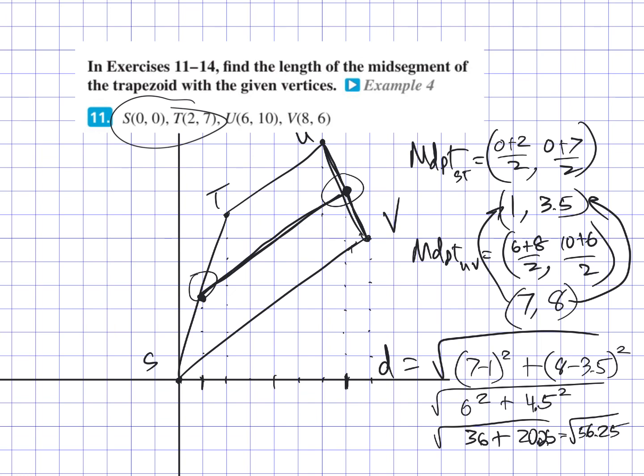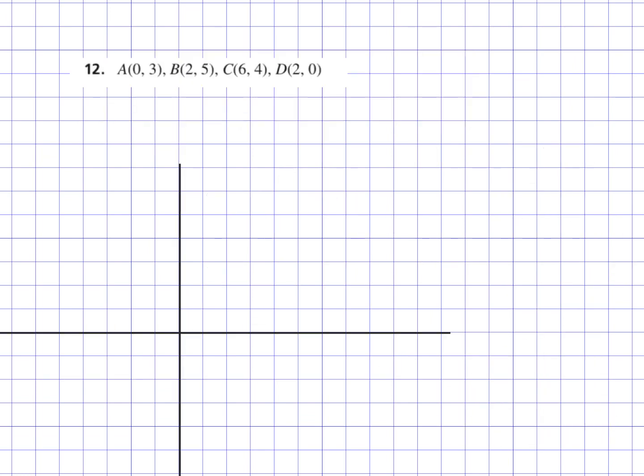Square root of 56.25 on my calculator. It's going to be 7.5 rounded. Okay, so let's do another one.